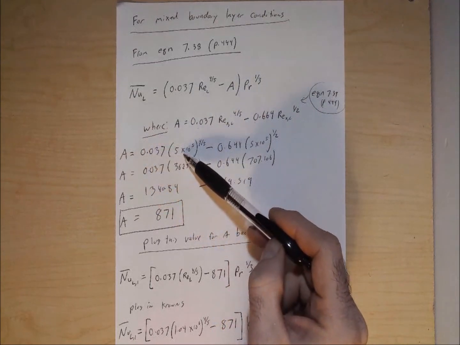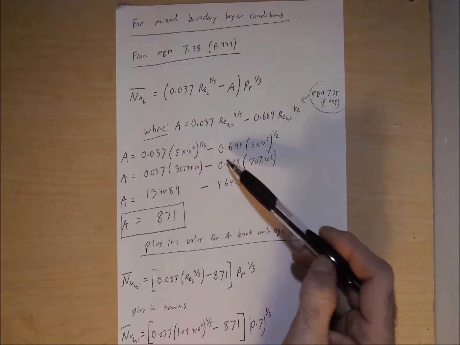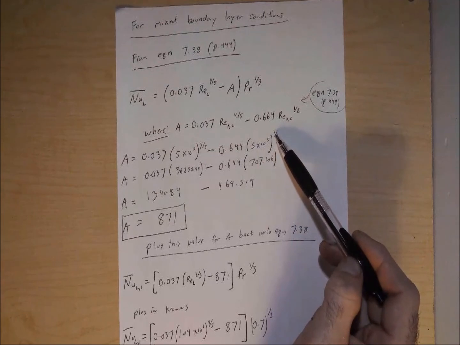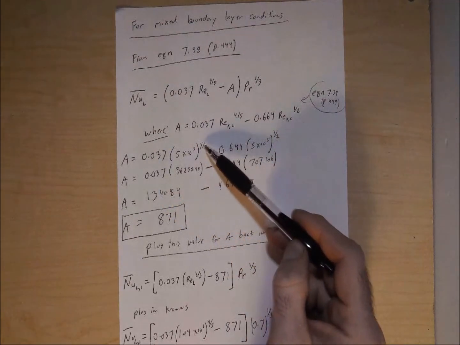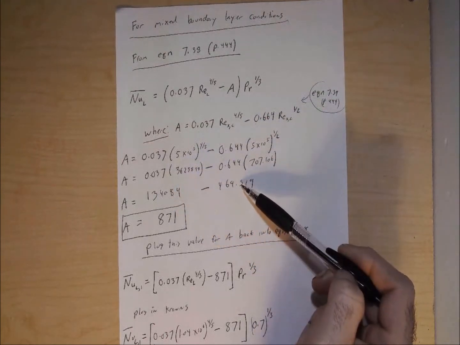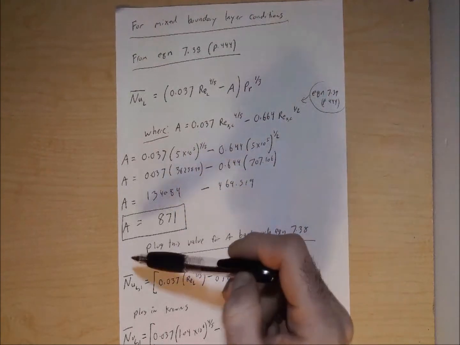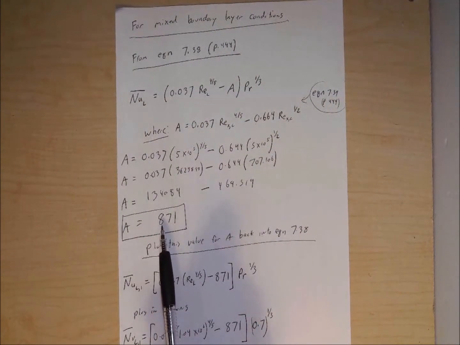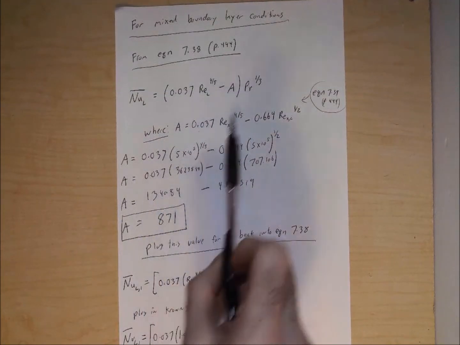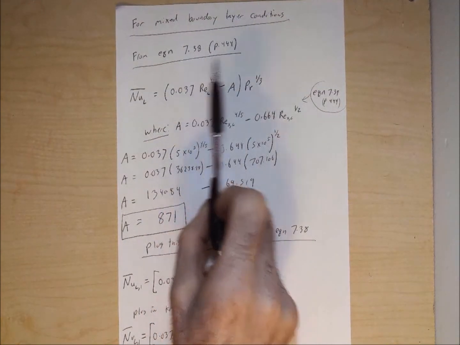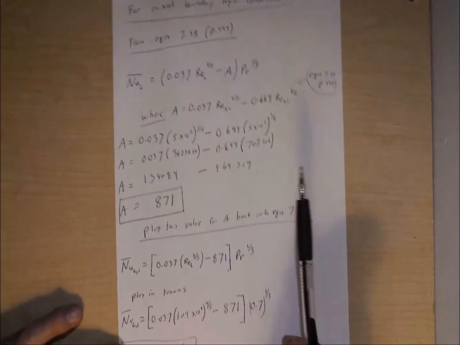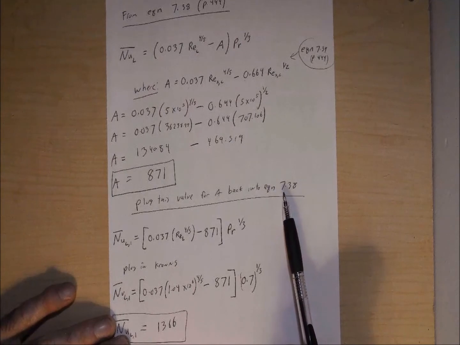0.037 times 5 times 10 to the 5th to the 4/5 minus 0.644 times 5 times 10 to the 5th to the 1/2 power. We break this down, do all our powers for the exponents, break it down again for each term, left side and right side, combine these together, do the subtraction, and we end up with A equal to 871. Remember, this was just to get our value for A, to go back to equation 7.38 on page 444 of our text and plug in for this relationship. So we do that, we plug that back into equation 7.38.